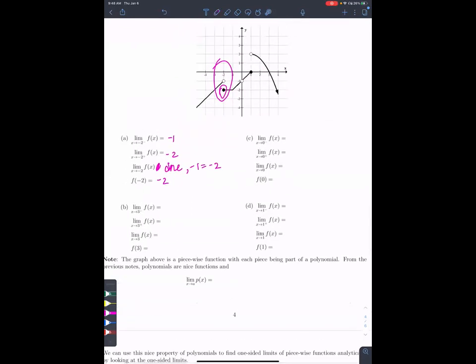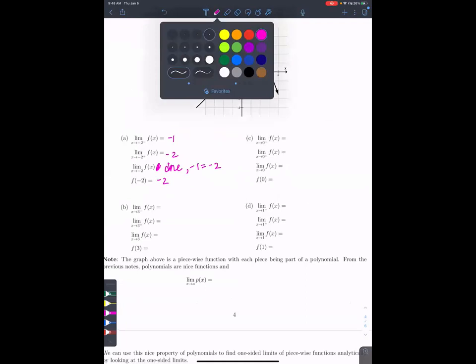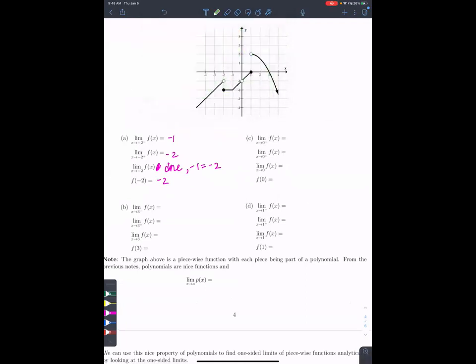Now let's look at 3. So 3 from the left, 3 from the right, 3 from both sides, and then the function value at 3. In this case, they're all the same. From the left, we're approaching the y value of 0. From the right, we're approaching the y value of 0. Our fingers would touch at 0. So that is the value of the limit. And this function doesn't have any holes or anything. It just goes through there. So the value of the function is also 0.